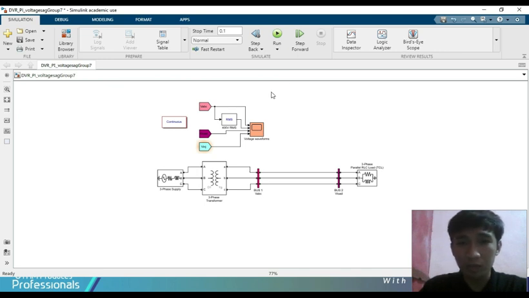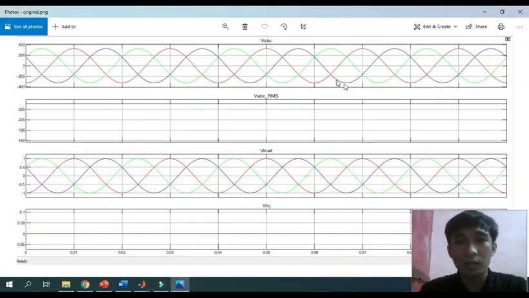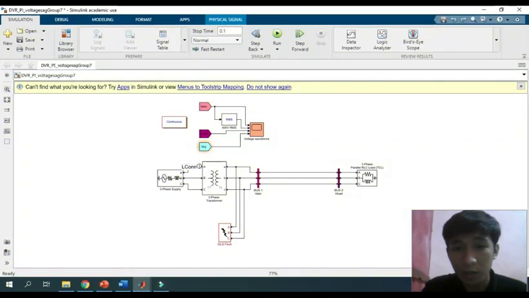Okay, we will try to run this. As you can see, this is the result of the simulation. You can see the V input signal is the same as the voltage of the output at the load. So this means no fault occurs at all. Okay, we will continue with the second condition.